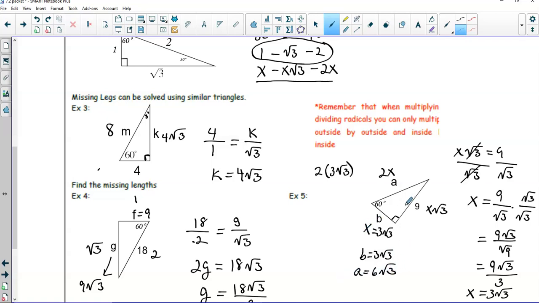So there are your answers. B happens to be 3 square root of 3, while A is double the short leg, which is 6 square root of 3. And the long leg now is 9. Okay?